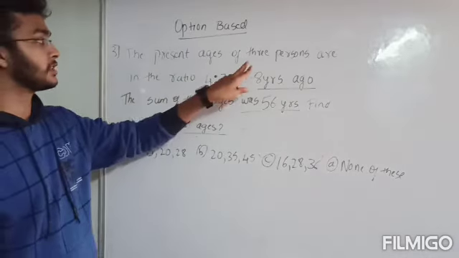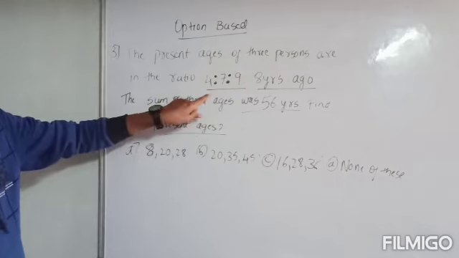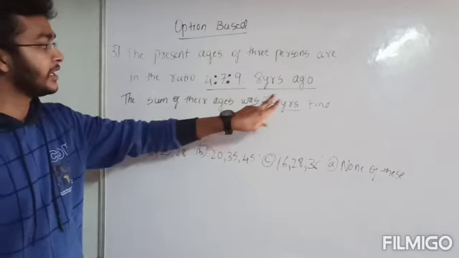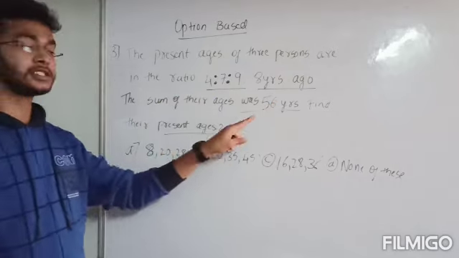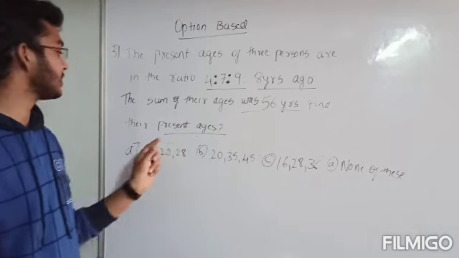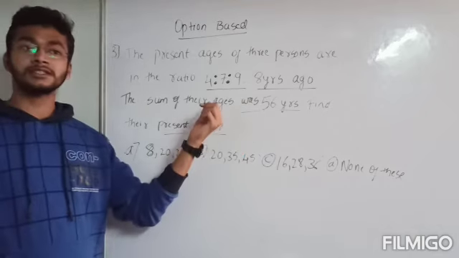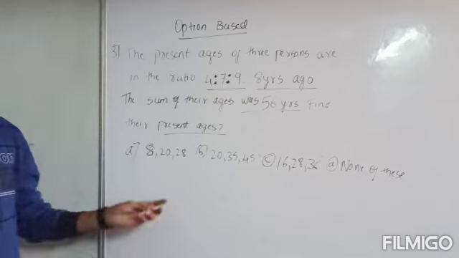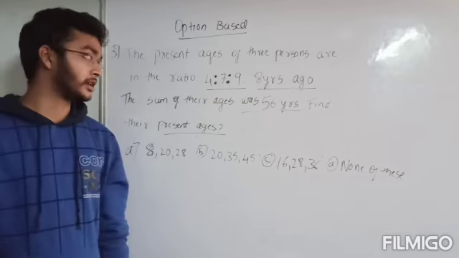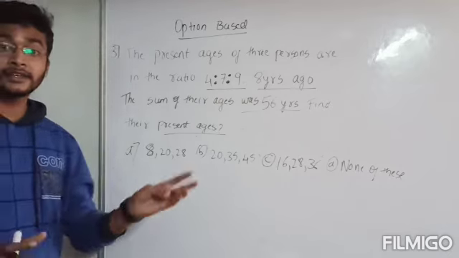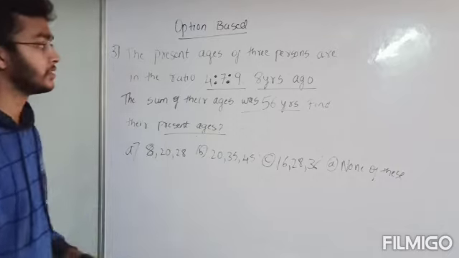The present ages of the three persons are in the ratio 4:7:9. 8 years ago, the sum of their ages was 56 years. Find the present ages. If we solve this by the traditional method, then it would really take around 5 minutes by using the equations and all. I will tell you the shortcut trick to solve this question.